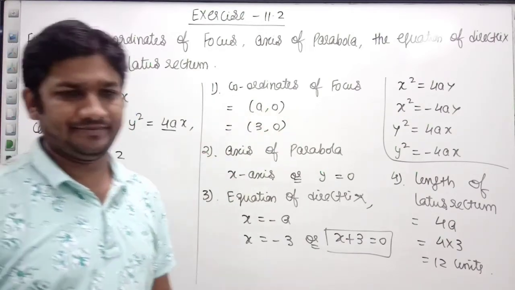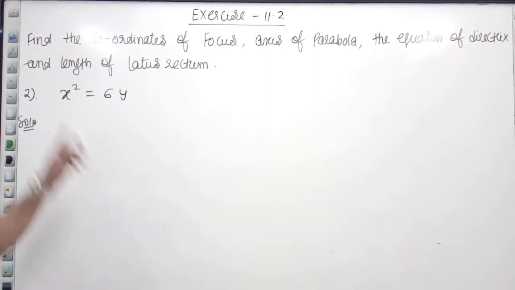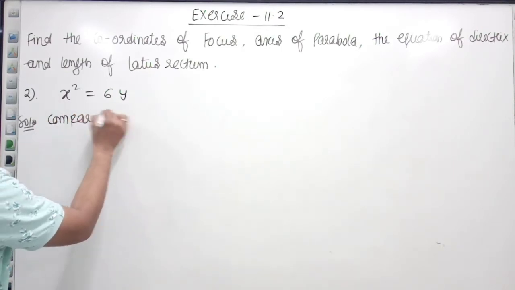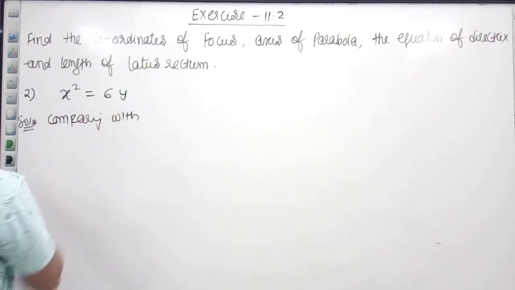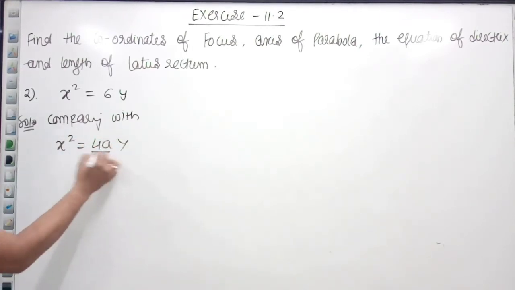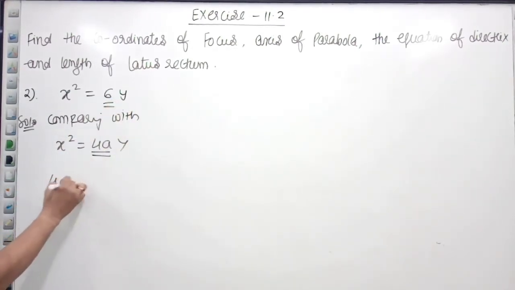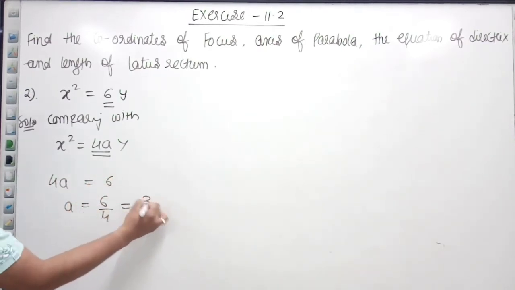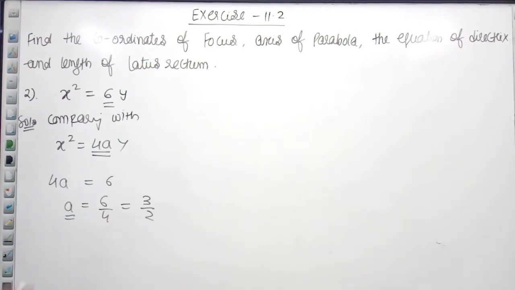Right? Okay. The second question that we have is x square equal to 6y. We'll compare it with x square equal to 4ay. You can say 4a is equal to 6 and a equal to 6 by 4, that is equal to 3 by 2. We got the value of a.